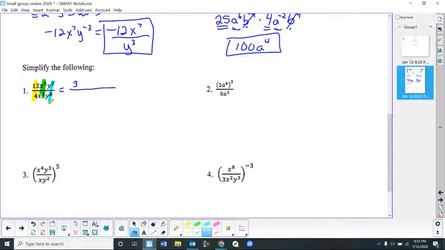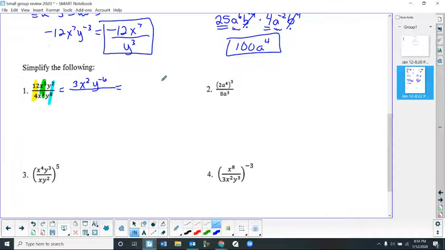And while I have the highlighter up, I'm going to do the y's. Okay, so I have x to the 5th divided by x to the 3rd. Remember, you subtract 5 minus 3, and that is 2. So I have x squared. Now, on this one, there's 2 ways you can think of this. You can do 2 minus 8, and 2 minus 8 is negative 6.